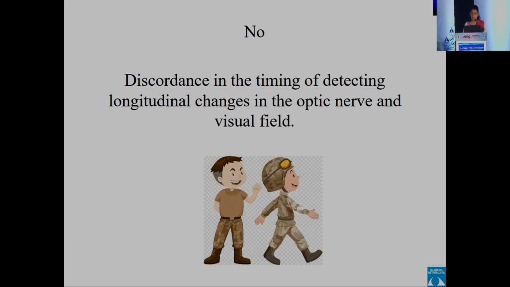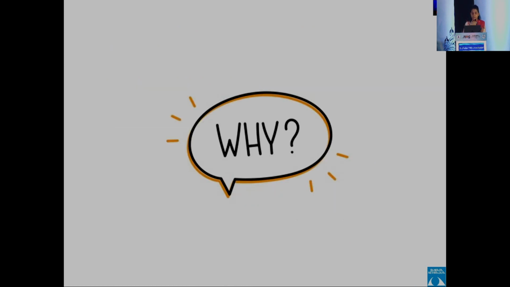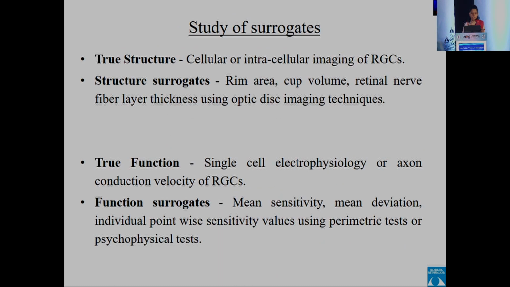There is discordance in the timing of detecting the longitudinal changes in the optic nerve disc and the visual field. The very existence of the entity called pre-perimetric glaucoma is an evidence to this, because pre-perimetric meaning the disease has been detected on a structural investigation, but it is yet to appear on a functional investigation, as in this patient. Why does this happen? So today let's go into depth about this.